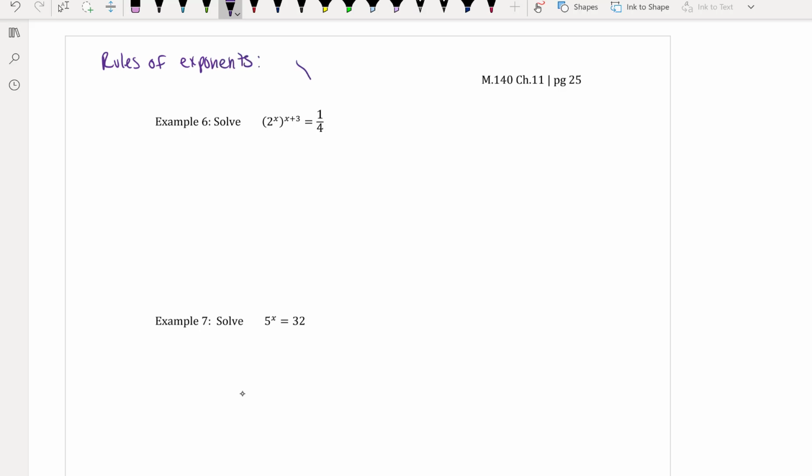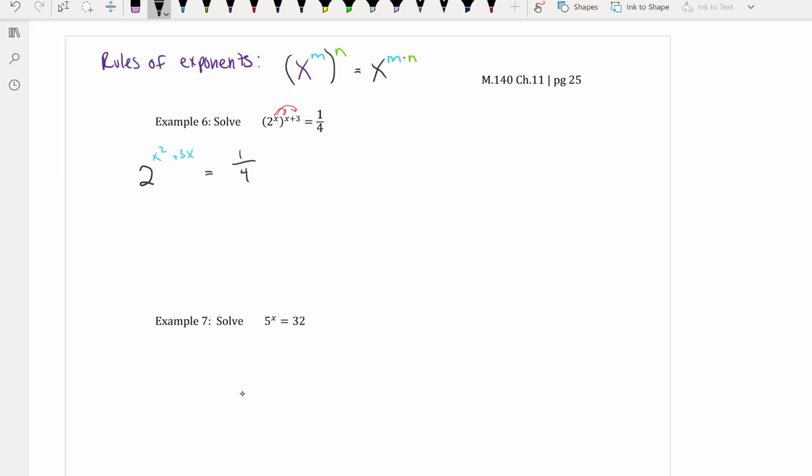I know if I have x to the m to the n power, then I would rewrite it as x to the m times n. So it would be multiplication. So that's what I'm going to do here with this x. I'm going to multiply this x because that is my rules of exponents. So I'm going to have 2, and now I'm multiplying x times x is x squared, and x times 3 is a positive 3x. And I have this equal to a positive 1/4.